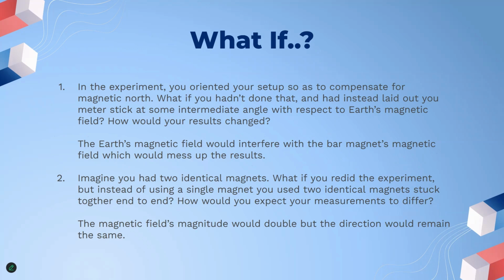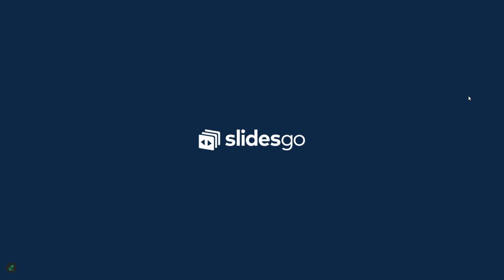For my what-ifs: in the experiment, it was oriented to compensate for magnetic north, but if I hadn't done this and it was laid at an angle with respect to Earth's magnetic field, how would this change the result? Earth's magnetic field would interfere with the bar magnet's magnetic field, which would mess up the results. Secondly, if I had two identical magnets stuck end to end, it would change my experiment because it would double the magnetic field magnitude, but the direction would still remain the same, and the field would just be longer. And that is my Lab 2. Thank you.